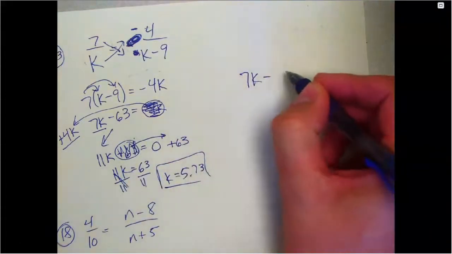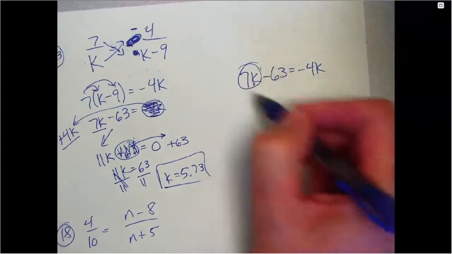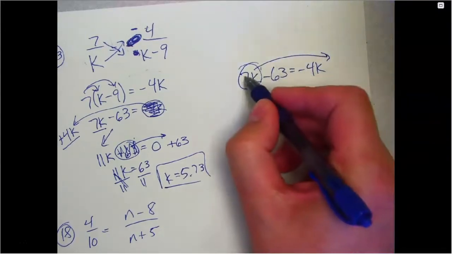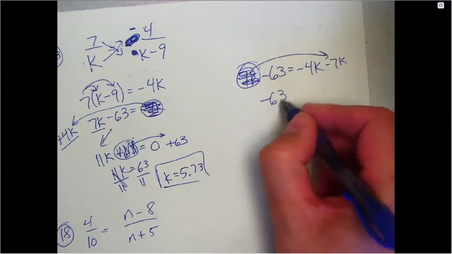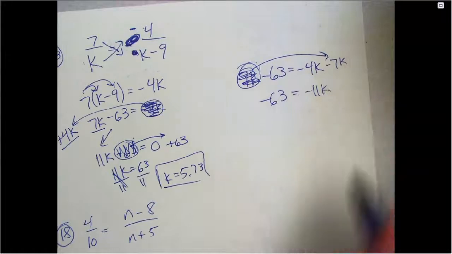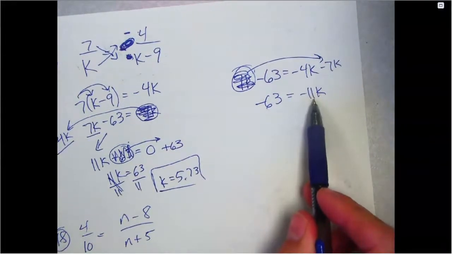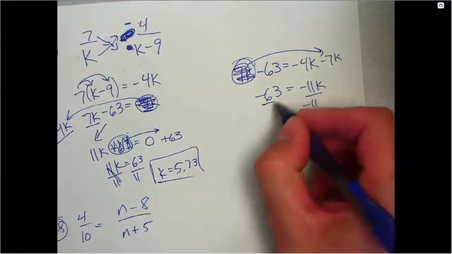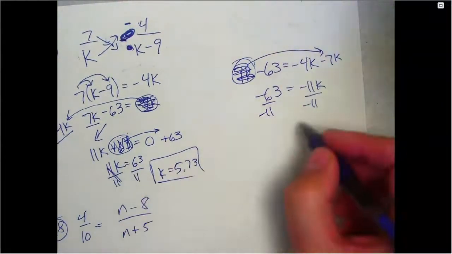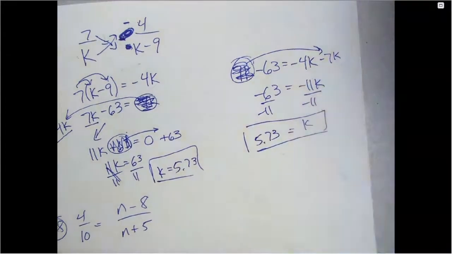So starting from this 7k minus 63 equals negative 4k. To me, it's easier to take this and move it over here. So it's positive on this side, which means when we cross the street, it's negative. And then if I combine those two, I get negative 11k. And that's just a step less. So I know a lot of people aren't comfortable with their variables on the right, but it makes it easier sometimes. And then I divide by negative 11, just like I did over there, although it was positive over there, just because of the way we worked the problem. And then I get that 5.73.